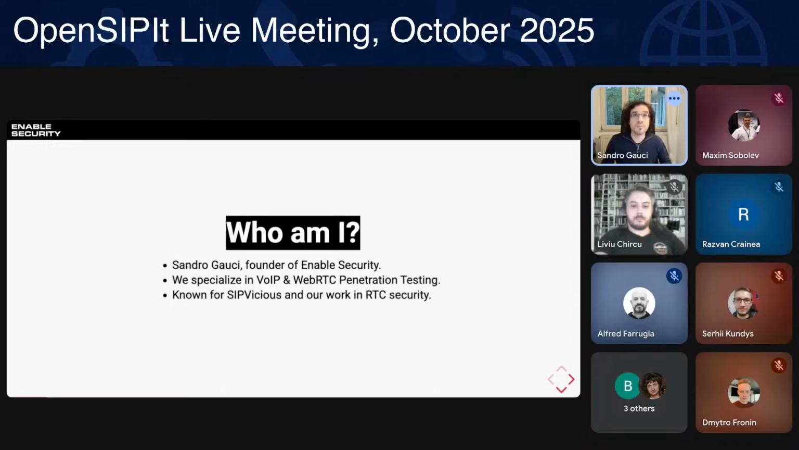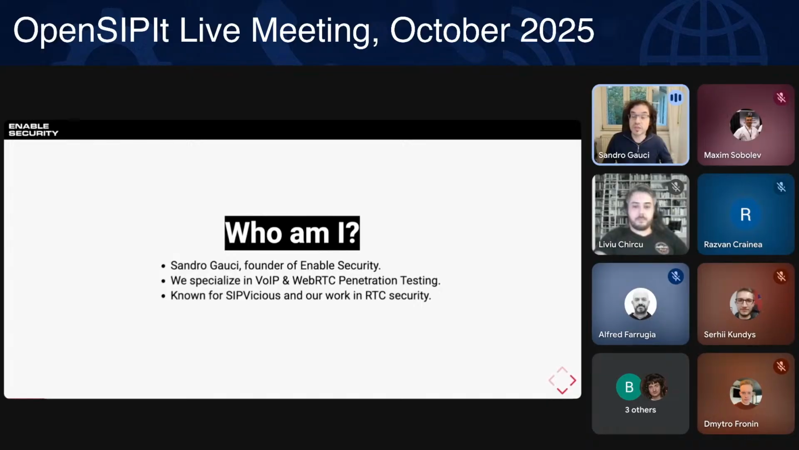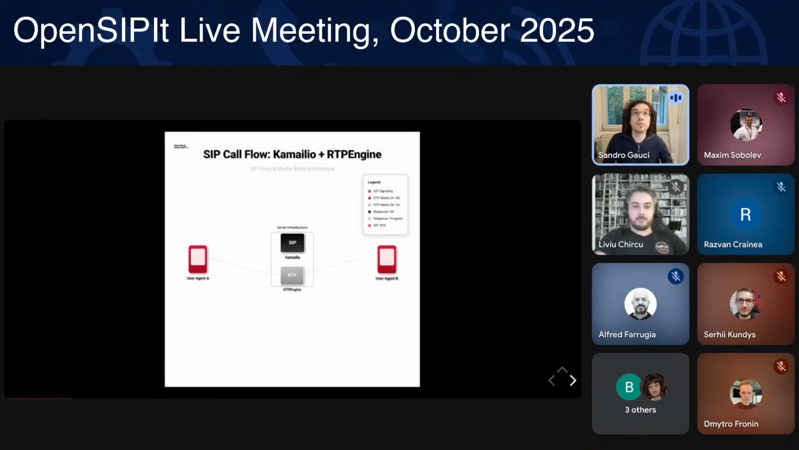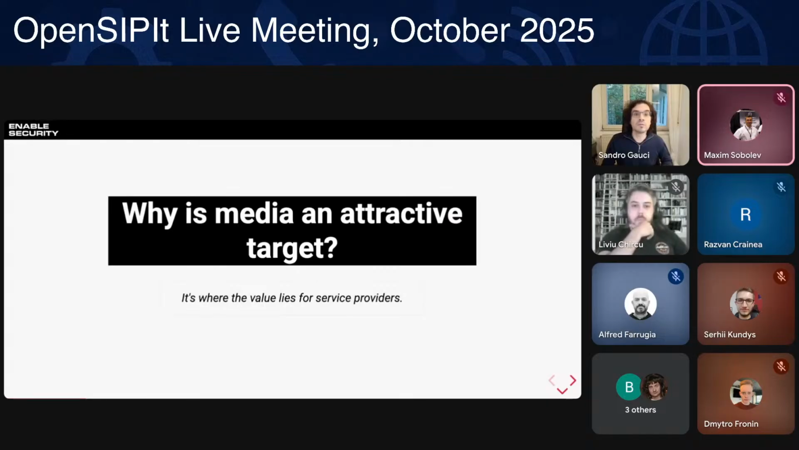This is who I am. I run Enable Security, and it's me and Alfred. He's here as well. We focus on voice over IP security and WebRTC security. I use these animated diagrams to show the flow. It's not technically 100% accurate, but it helps when trying to explain some of the attacks. Yeah, it's a nice diagram. I used AI for that. All right, that's great.